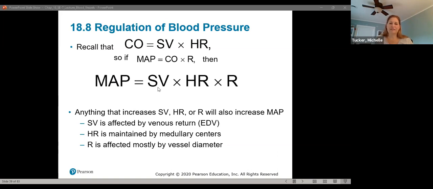Anything that increases stroke volume, heart rate, or total peripheral resistance also increases mean arterial pressure. Stroke volume is going to be affected by venous return. Heart rate, we'll talk about the medullary centers like baroreceptors, and total peripheral resistance is affected by vessel diameter, vasoconstriction and vasodilation. And that's going to be under a couple of control mechanisms.